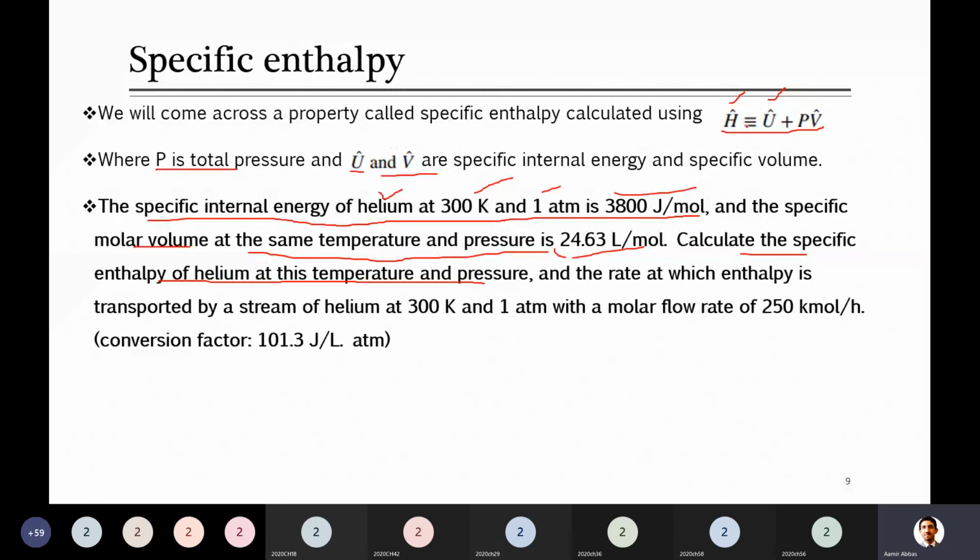So you have to find this H, and the rate at which enthalpy is transported by a stream of helium at 300 Kelvin and 1 atm with a molar flow rate of 250 kilomole per hour. We have to find the enthalpy rate. Overall you have to calculate two things, specific enthalpy as well as enthalpy rate. So can you do this calculation? How are you going to solve it?